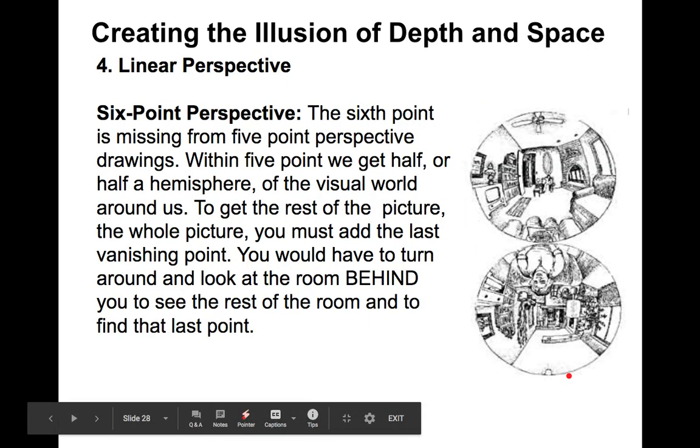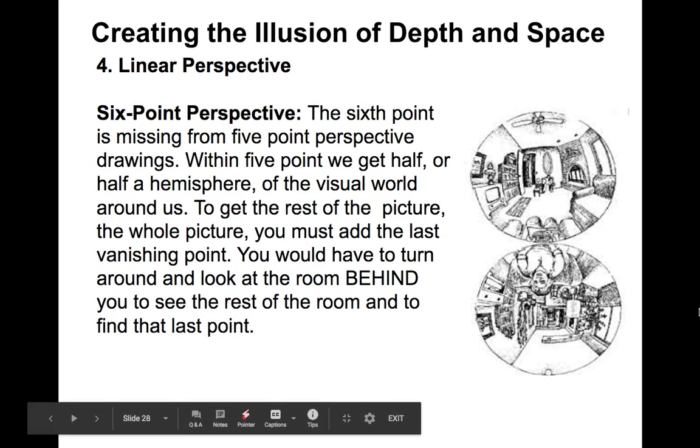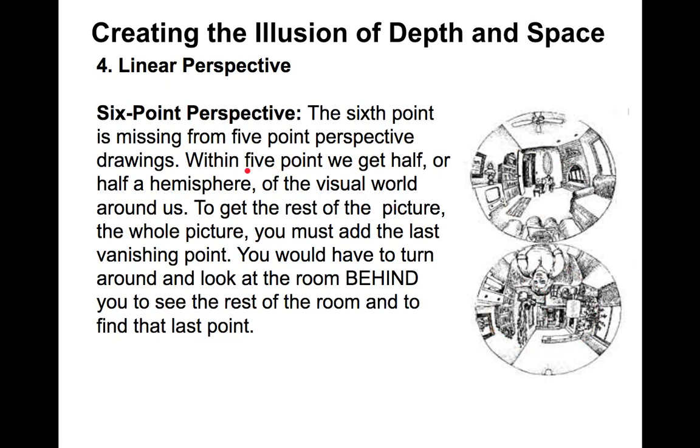6-point perspective. The 6th point is actually missing from a 5-point perspective drawing. So if you took the 5-point perspective drawing, you can see that would be like this drawing. This is actually what's behind you. Super complicated. So within 5-point, we get half a hemisphere of the visual world around us. To get the rest of the picture, the whole picture, you have to add the last vanishing point. So if you turn around and look at the room behind you to see the rest of the room, that's the last vanishing point.